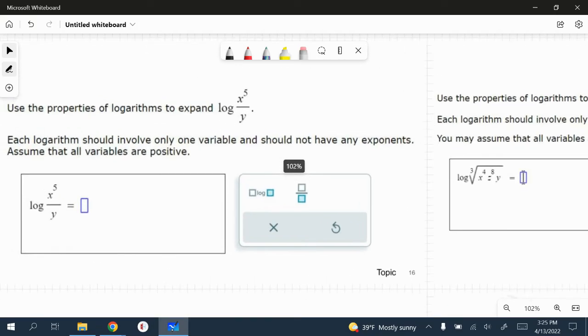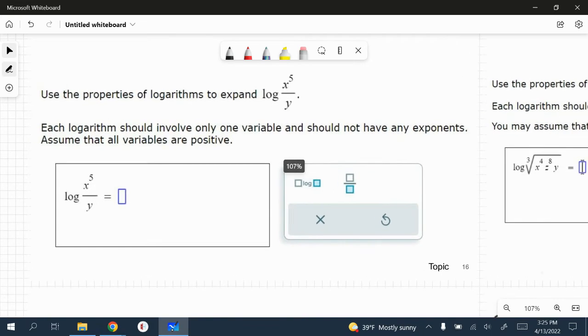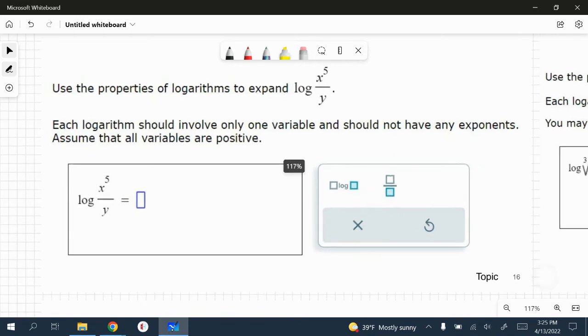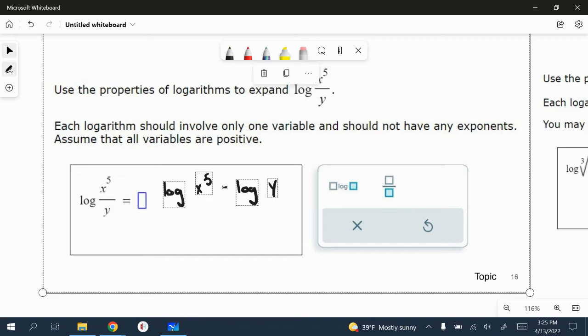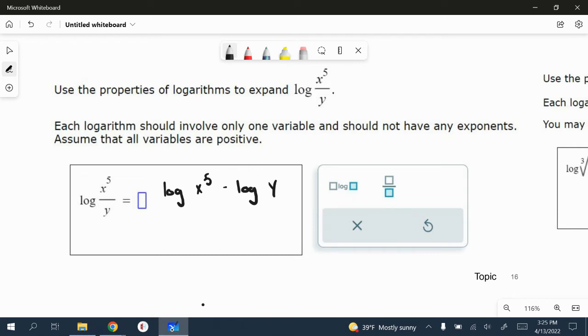Topic 16. Use the properties of logs to expand this. So we're going to use those same properties that we learned on topic 15. Look back at topic 15 if you forgot what they were, or look back to your notes. But since this is division, I can separate it into a subtraction. So I'm going to go log x to the 5th minus log of y. And since we have an exponent there, I can actually move that 5 to the front. So then my final answer is going to be 5 times log x, minus log y. And that's all you need to do for that question.